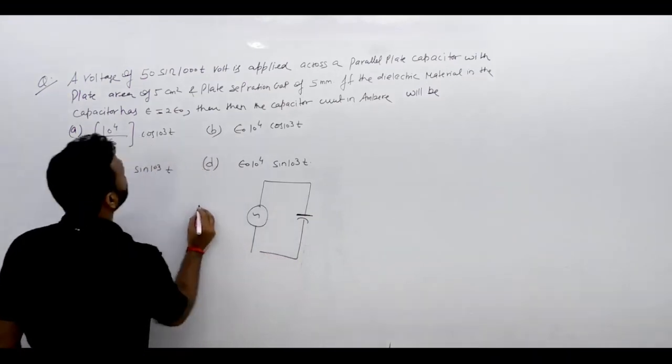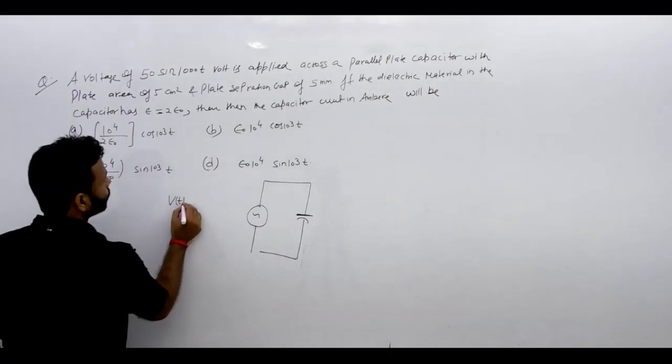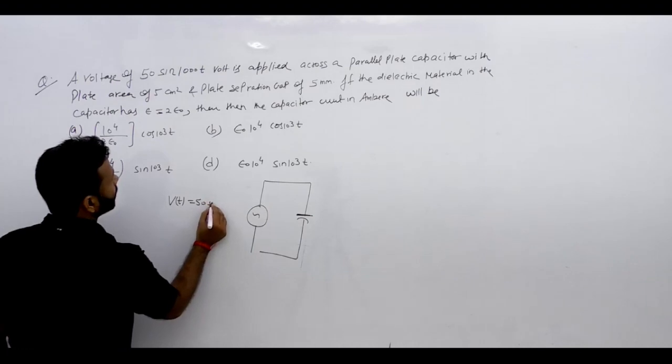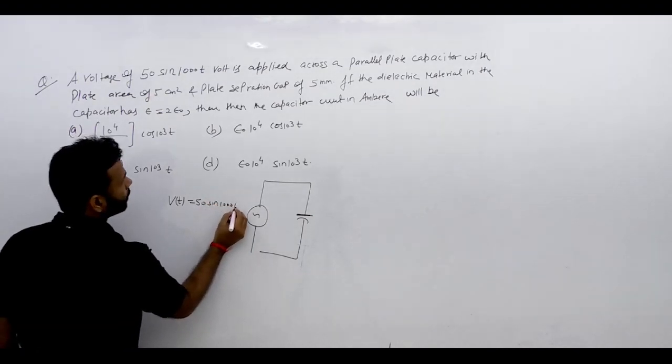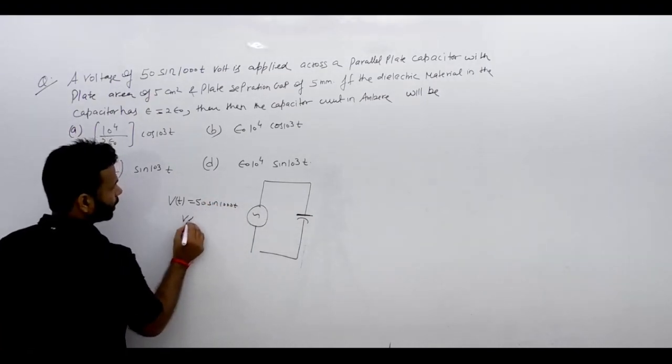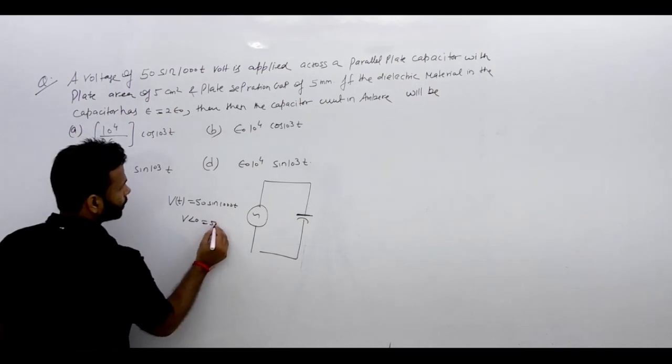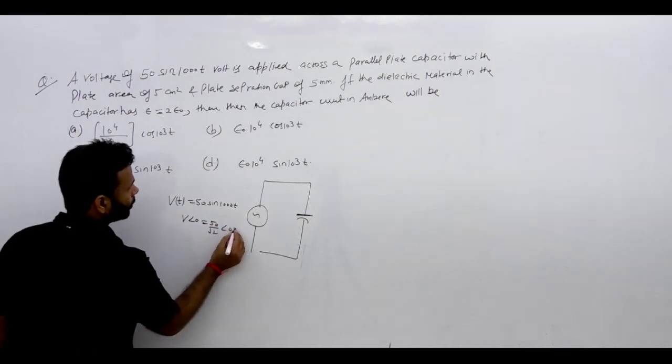This is your voltage. V(t) is equal to 50 sin 1000t. That is also written as V angle 0 degree. So it is 50 divided by root 2 angle 0 degree.